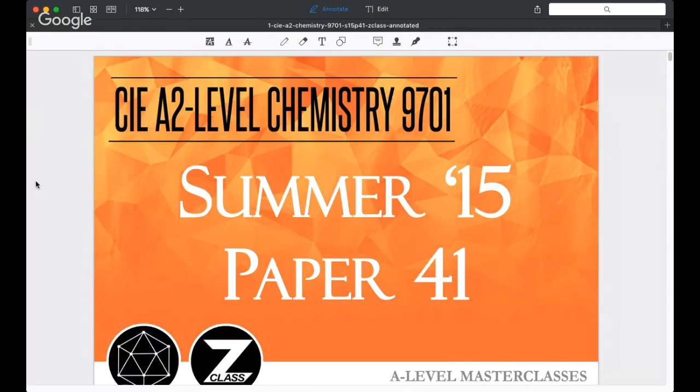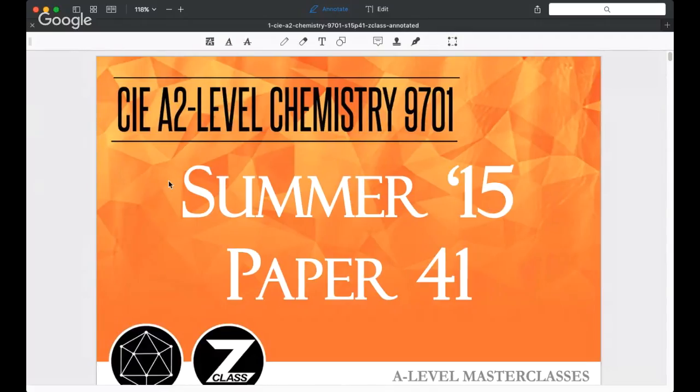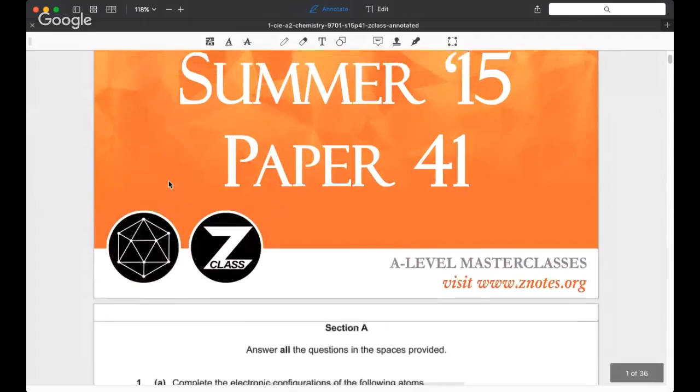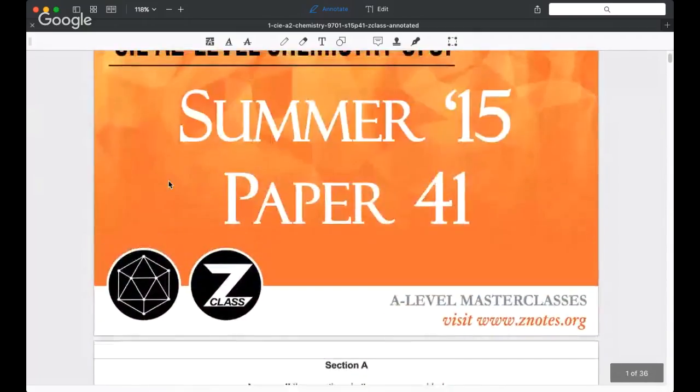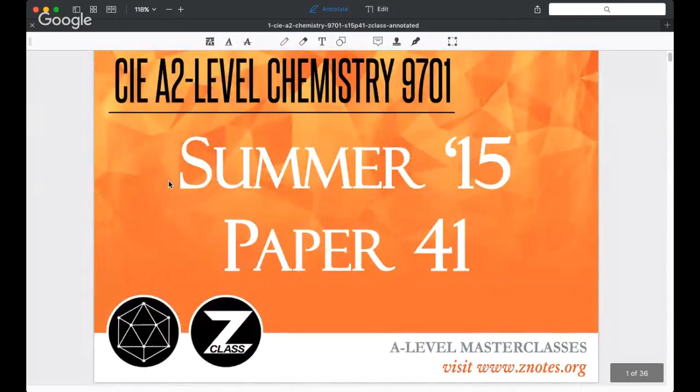Good, so welcome to another masterclass, and today we're working on A2 level chemistry. This is a past paper from the summer series in 2015. Because this paper is actually a 2-hour paper, and we've only got maybe an hour, hour and a half on the masterclass, there isn't time to go into depth of every single question.